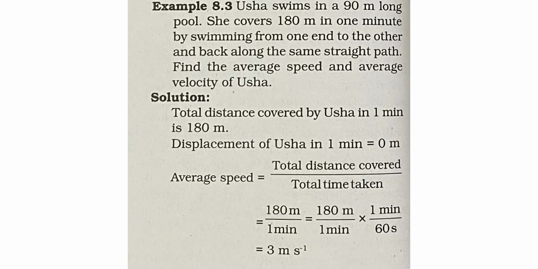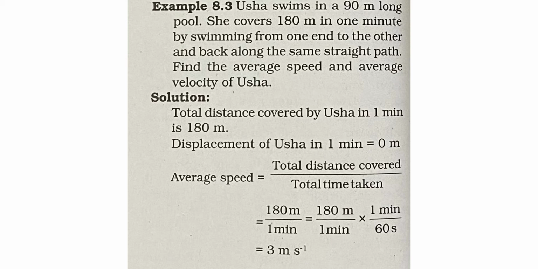So students, now let us see the next question. Usha swims in a 90 meter long pool. She covers 180 meter in 1 minute by swimming from one end to the other and back along the same straight path. Find average speed and average velocity of Usha.